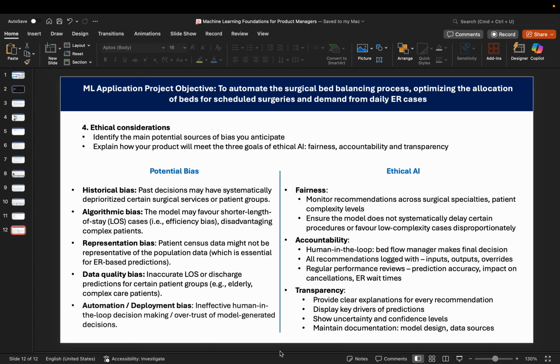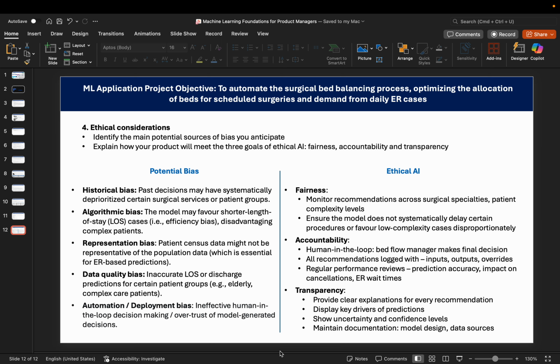And then automation or deployment bias, where ineffective human in the loop decision making or over trust in the model generated decisions occurs, rather than the override that the user should be able to make based on their experience and the patient reality of the beds.